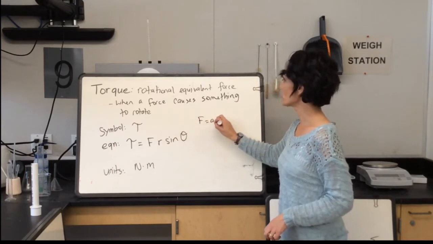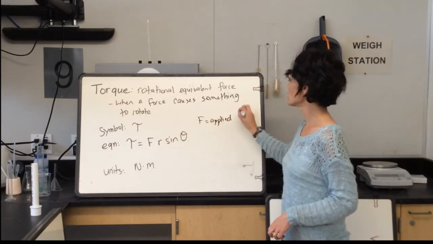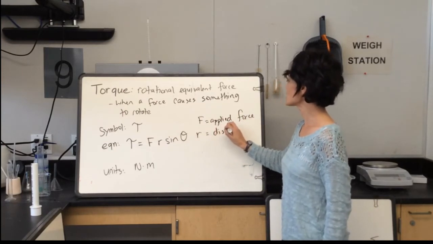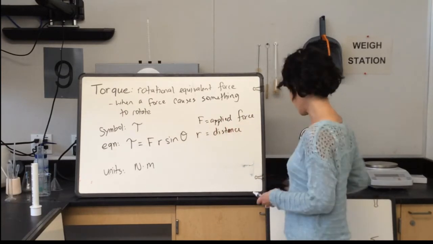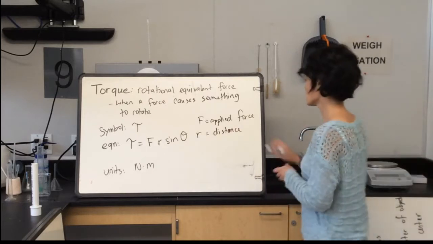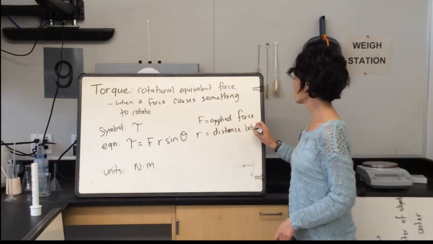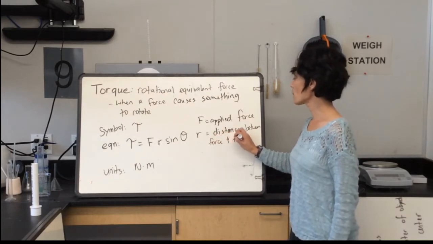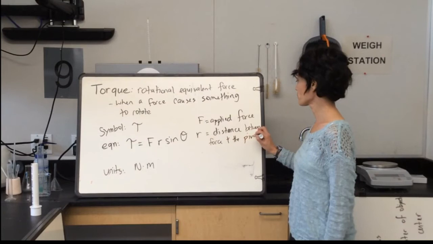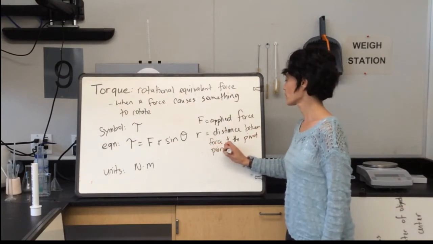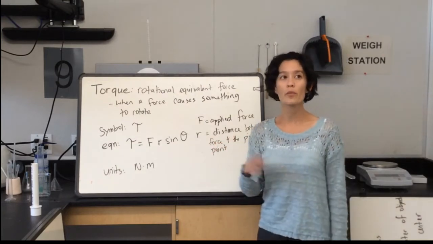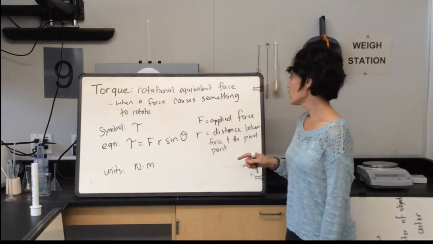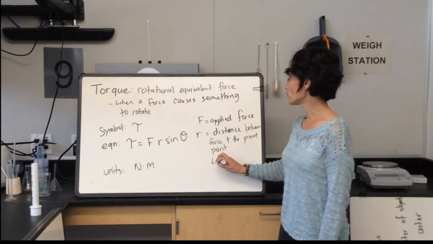So F is the applied force. R is the distance between the force and what's called the pivot point. So this is the point I can rotate about, like the axis of rotation. Sometimes it's called the lever arm.